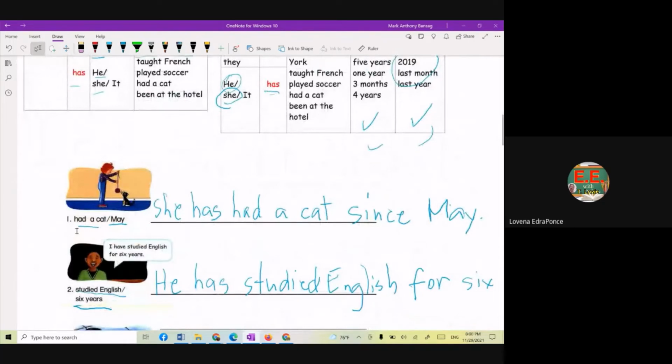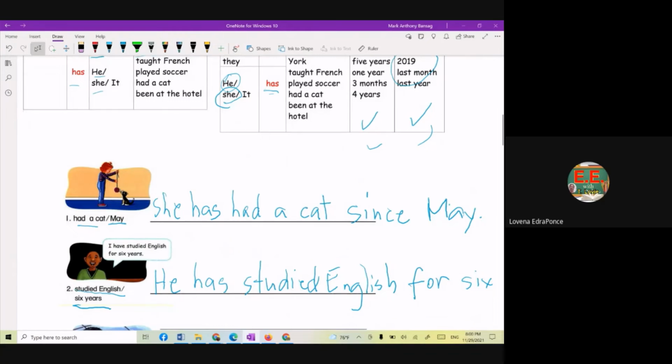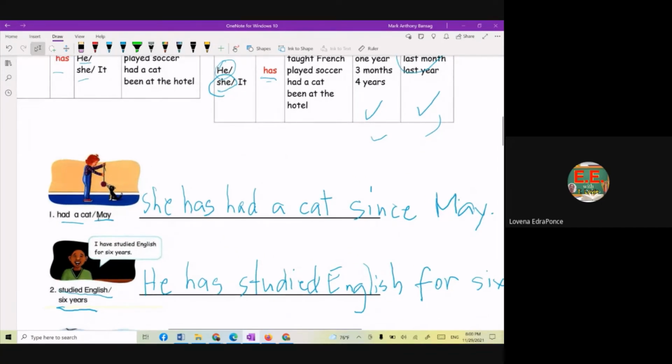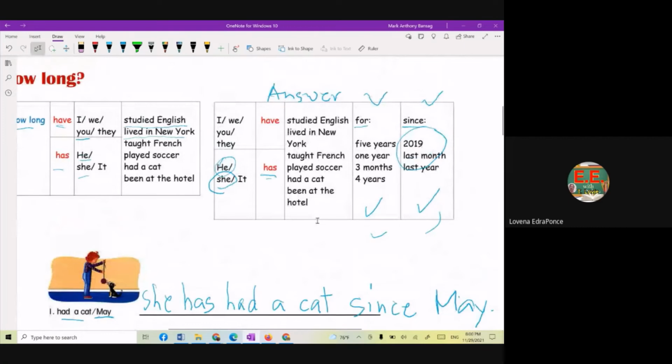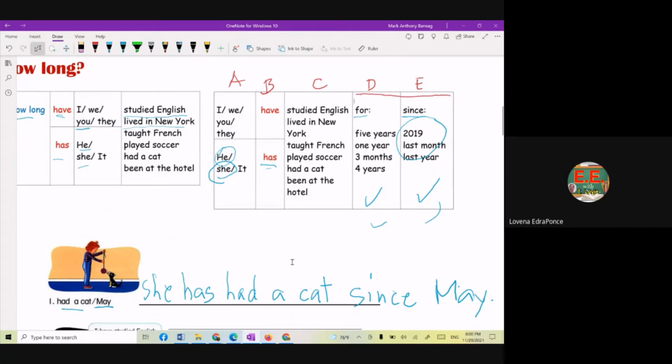So let's try to construct this one. So the given words are had a cat and then May. Right? So if we're going to look at this, so we have our A, B, C. Okay. So D and E. Okay, D and E can be both together or only one.